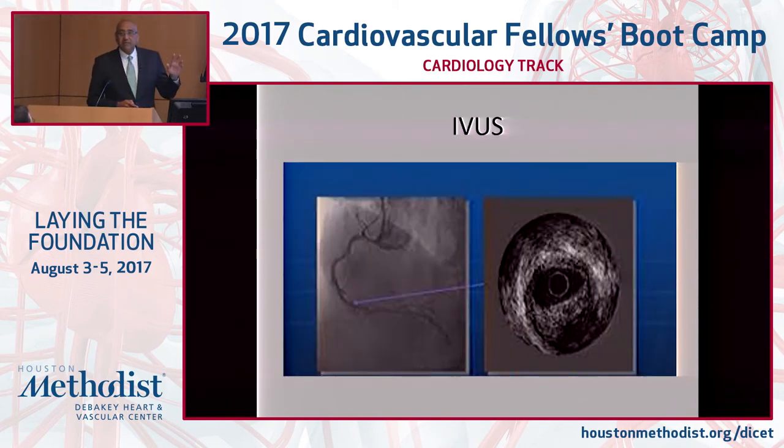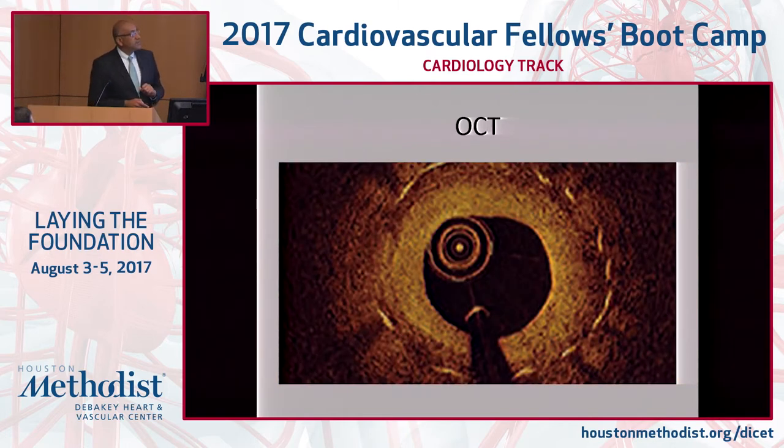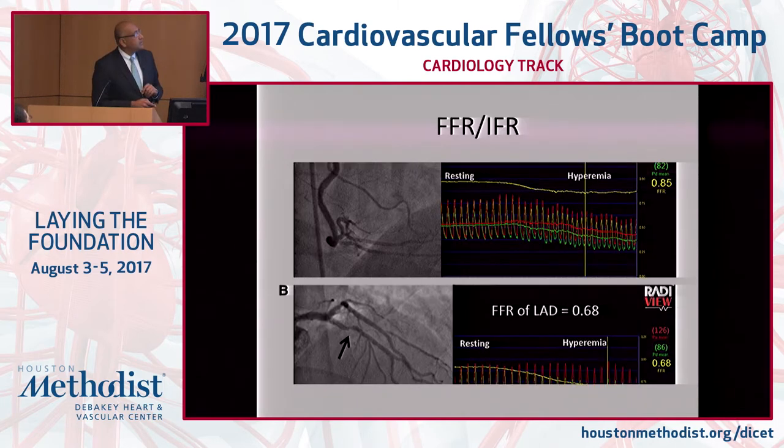That's where we get IVUS to look at intracoronaries. You can see that RCA, which looks reasonably healthy, actually is filled with a tremendous amount of plaque, also a little bit of calcium. OCT adds even more information. OCT is very helpful when you are looking at stent struts, and this is an artery with a lot of neo-intimal hyperplasia, restenosis in other words.